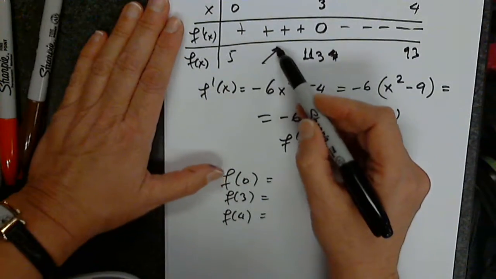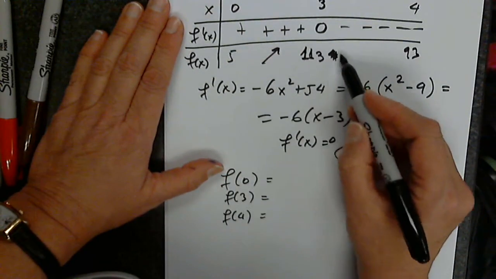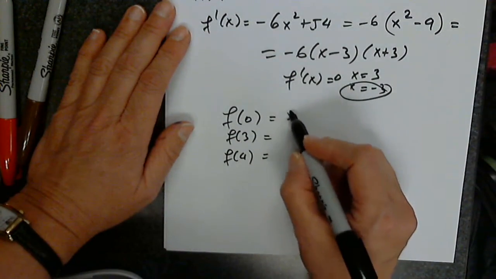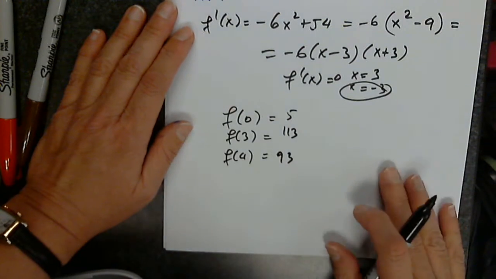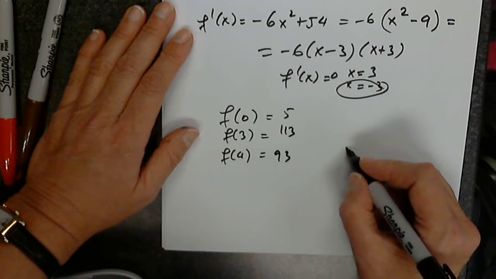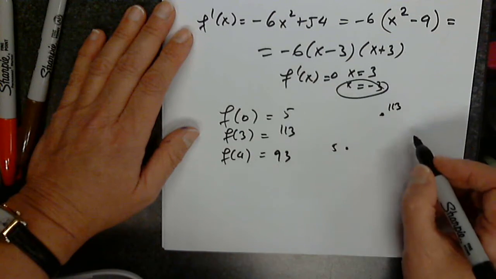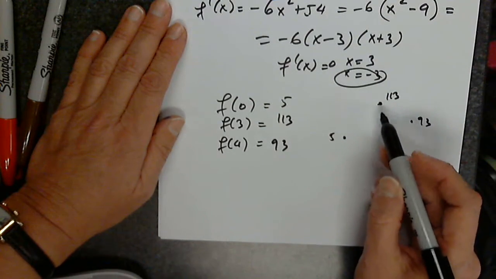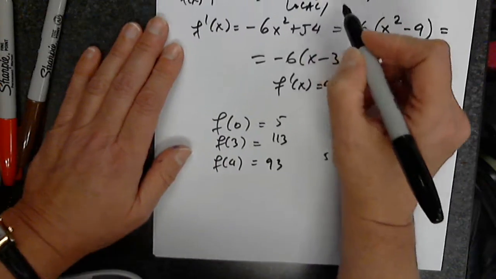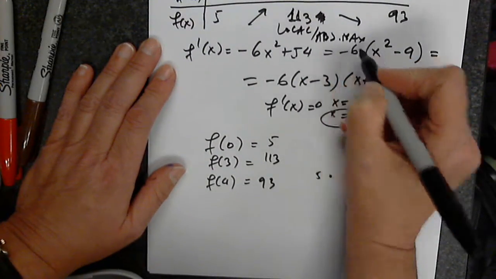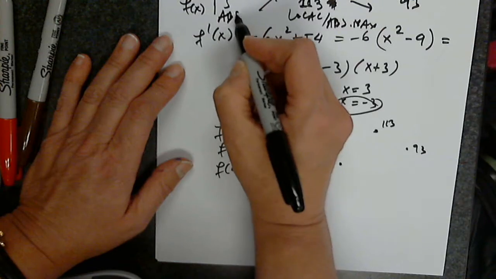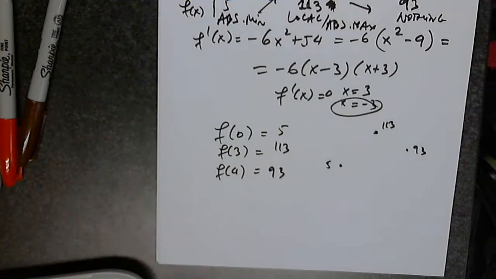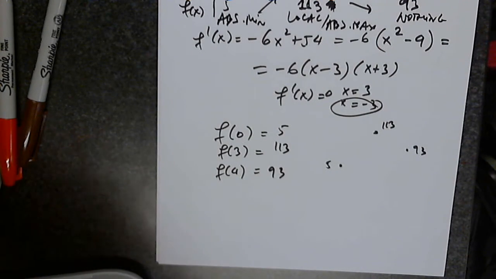I see that 5 increases to 113, and then from 113 down to 93. So this is 5, this is 113, and this is 93. So 5 is here, 113, and then 93, which tells me that this is a local and absolute max. And it tells me that this is an absolute min, and this is nothing. Is this clear? Any questions on this problem?